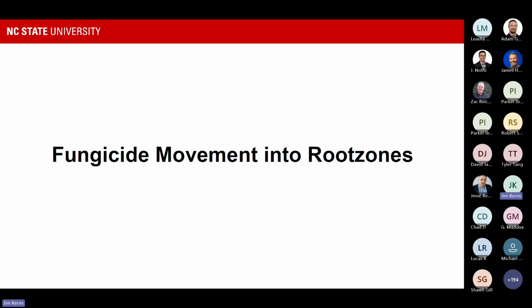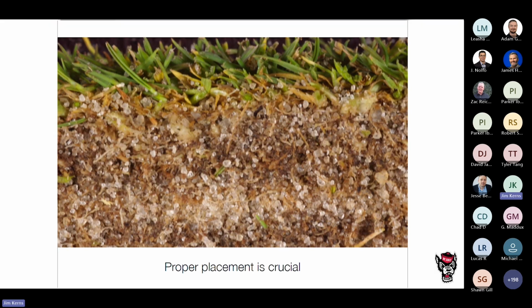So let's talk a little bit about fungicide movement in the root zones, because this is critical. Why? Unlike maybe some insecticides and herbicides, fungicides don't move down into roots, with the exception, of course, of the phosphonates, right? Signature, Appear, other phosphites do move down, but every other fungicide that we're going to talk about does not. So we need to place these things appropriately.